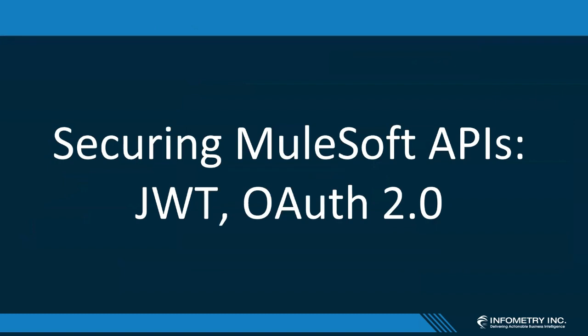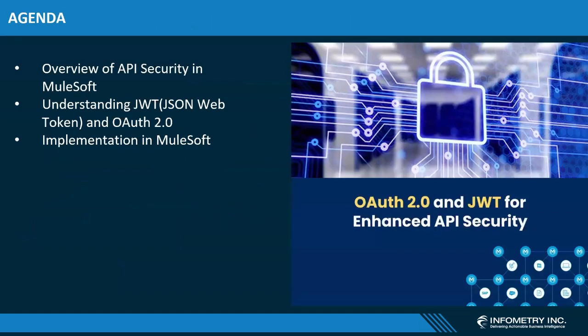The topic is securing MuleSoft APIs using JWT and OAuth 2. In Mule 4, API security is critical to protect sensitive data and prevent unauthorized access. MuleSoft offers built-in features like OAuth 2, JWT, and TLS encryption to secure APIs. With the Anypoint Platform, you can manage API security policies such as basic authentication, client ID enforcement, token validation, rate limiting, and IP filtering. This allows for a robust and scalable way to ensure that only authorized users and systems can interact with your services.